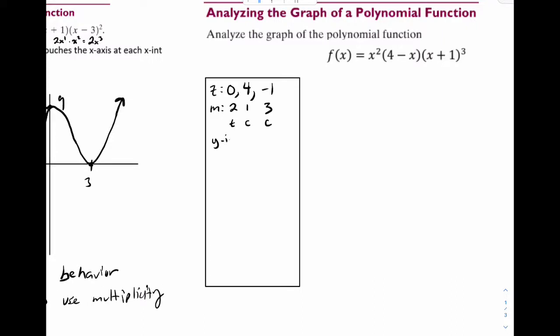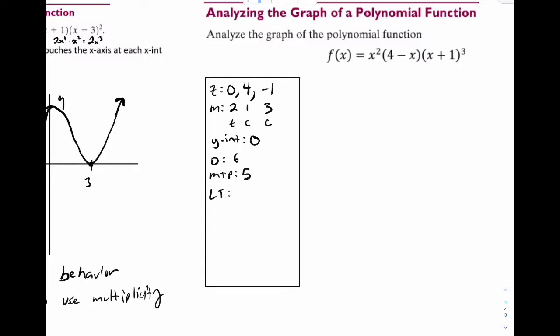And our y-intercept is going to be 0, because you can see if I plug 0 right here, that's 0 times all this stuff, which will make it 0. Our degree, this is interesting because I have a squared, this is a 1 and a 3. That makes your degree 6. So subtract 1 to get your max turning point, 5.